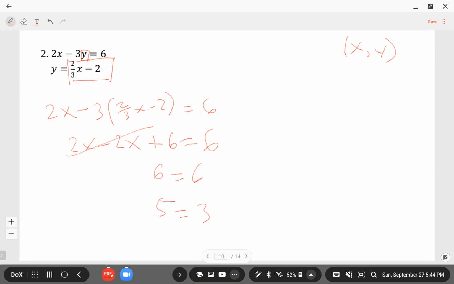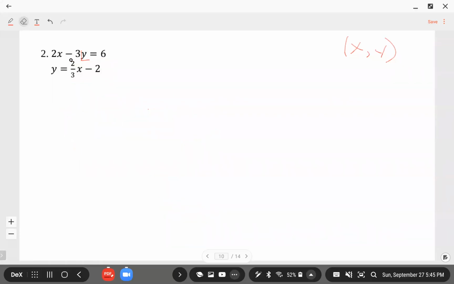So in graphing, parallel means no solution. Same line equals infinite solutions. In substitution, a false statement is no solution, and a true statement is all real numbers. Okay. Now, in this problem, this is actually quite easy.